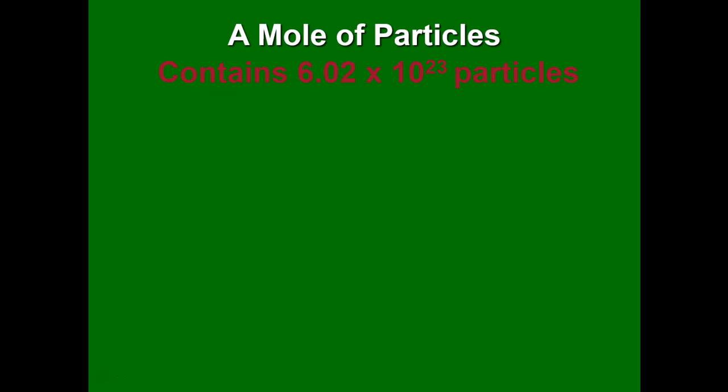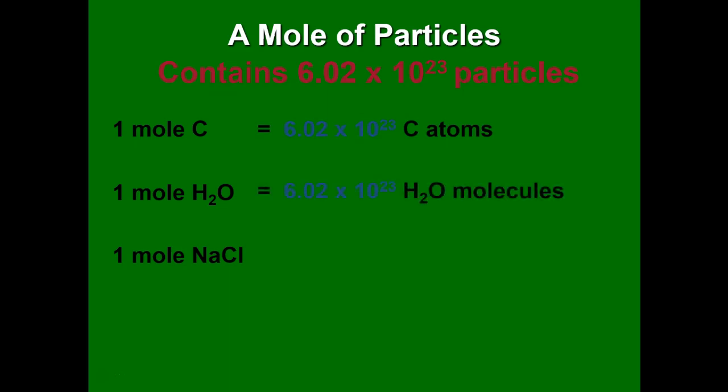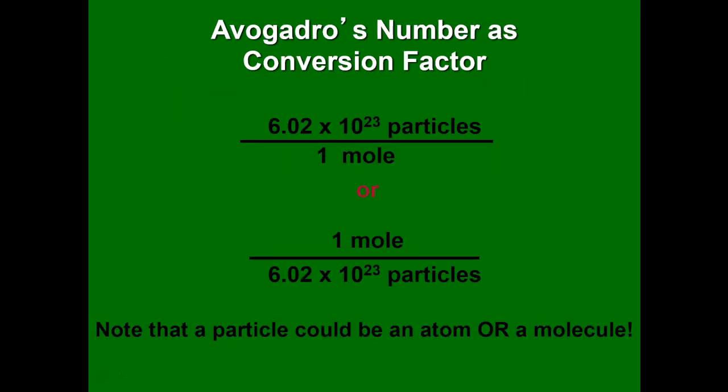So a mole of particles contains Avogadro's number of particles, and therefore we can say that a mole of carbon atoms contains Avogadro's number of carbon atoms. A mole of water contains Avogadro's number of water molecules. A mole of sodium chloride contains Avogadro's number of sodium chloride molecules. This also allows us to consider Avogadro's number as a conversion factor, and this is now going to allow us to get into some dimensional analysis problems like we saw in a previous video.